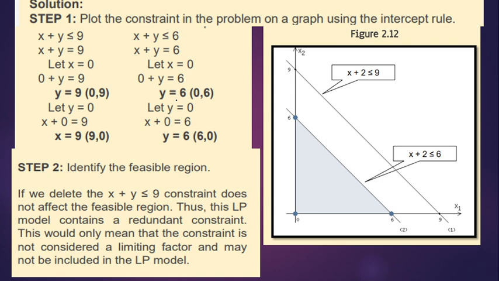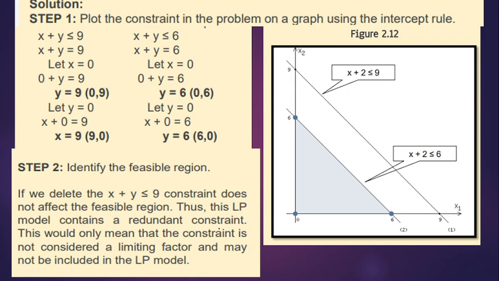So if we delete the x plus y less than or equal to 9 constraint, it does not affect the feasible region. Thus, this linear programming model contains a redundant constraint. This would only mean that the constraint is not considered a limiting factor and may not be included in the LP model. So, wala na siya ilabot. Redundancy na siya, class. Just write the conclusion: therefore, the two structural constraints are forming parallel lines. So, that means redundancy, not to be included in the linear programming model.